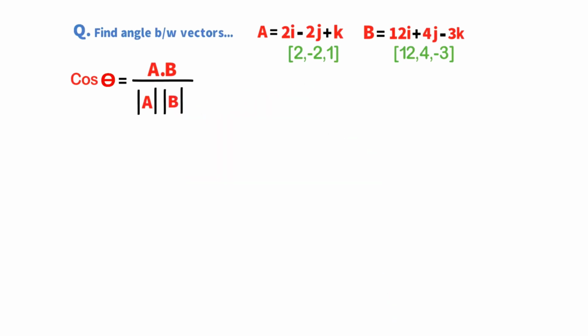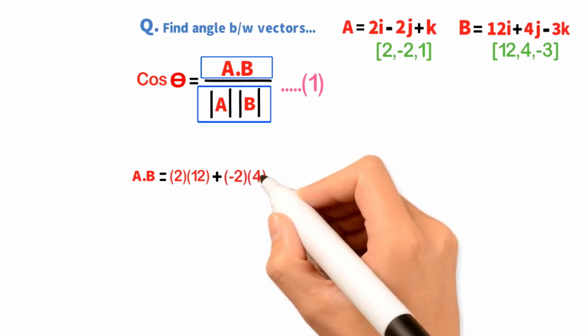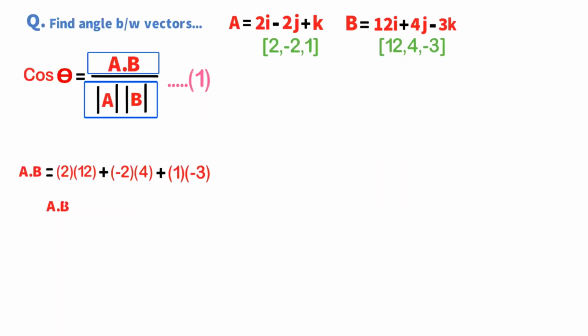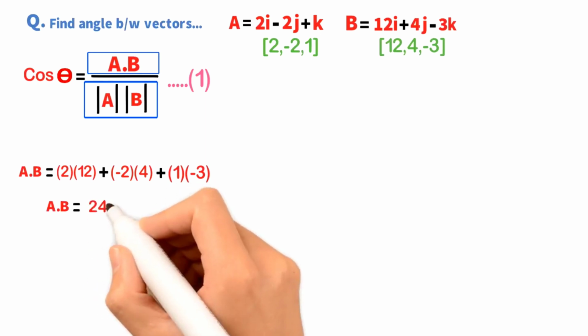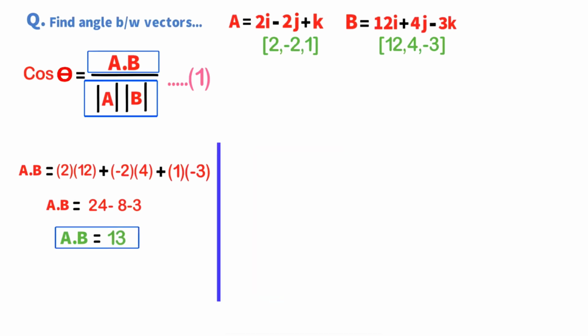And remember, first of all, I will find the dot product of A and B, then I will find the magnitude of vector A, and then the magnitude of vector B. After finding these three things, I will put them in this first equation. Now the dot product of A and B is equal to 2 multiplied by 12 plus minus 2 multiplied by 4 plus 1 multiplied by minus 3, and I'm getting 24 minus 8 minus 3, and I'm getting 13.